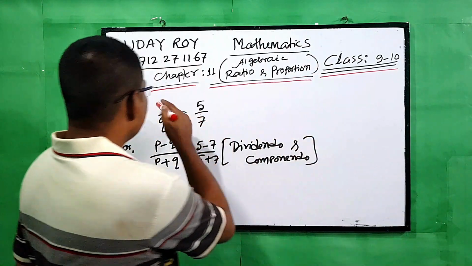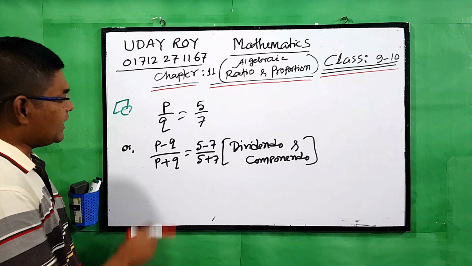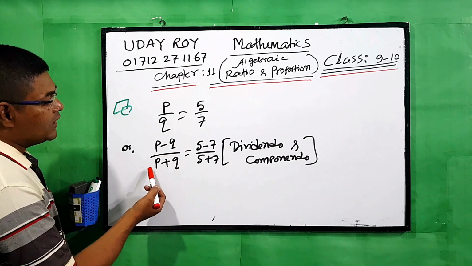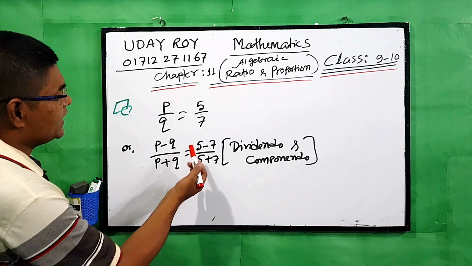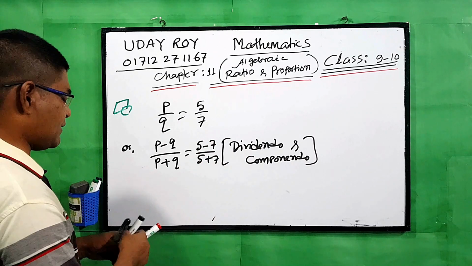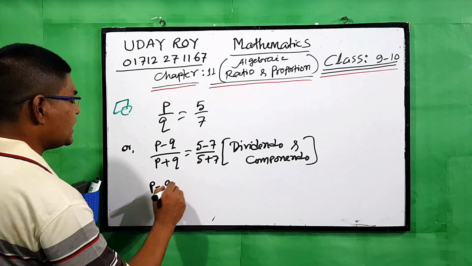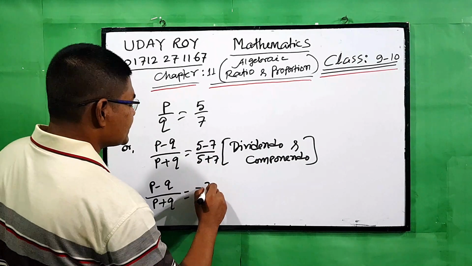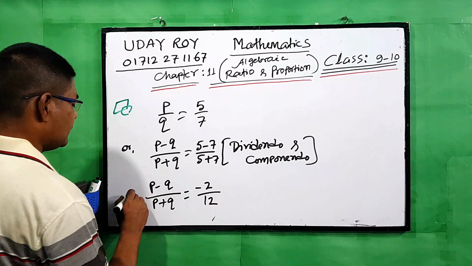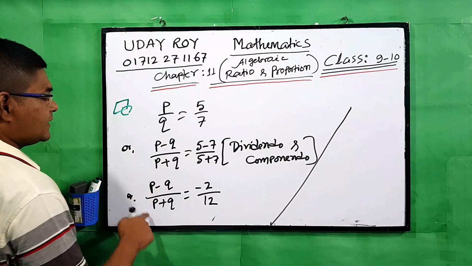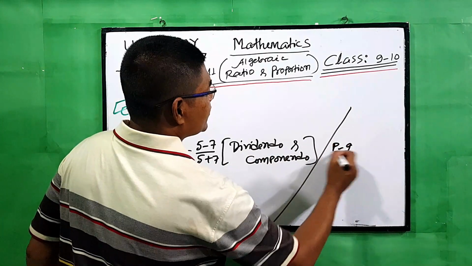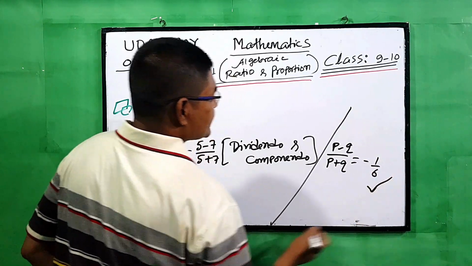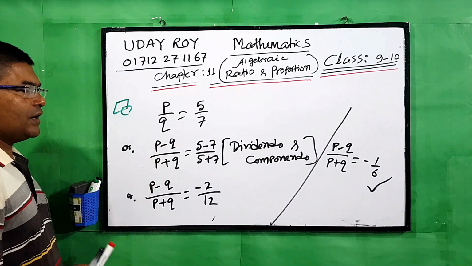So if p by q equals 5 by 7, this is the numerator and this is the denominator. Numerator minus denominator, numerator plus denominator, just opposite. 5 minus 7, 5 plus 7. So we will get p minus q over p plus q equal to minus 2 over 12. So we will get the answer: p minus q divided by p plus q equals 1 by 6. This is the dividendo and componendo.